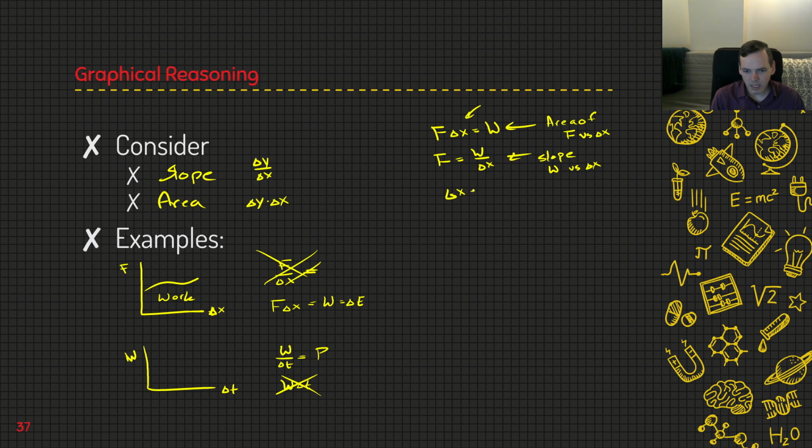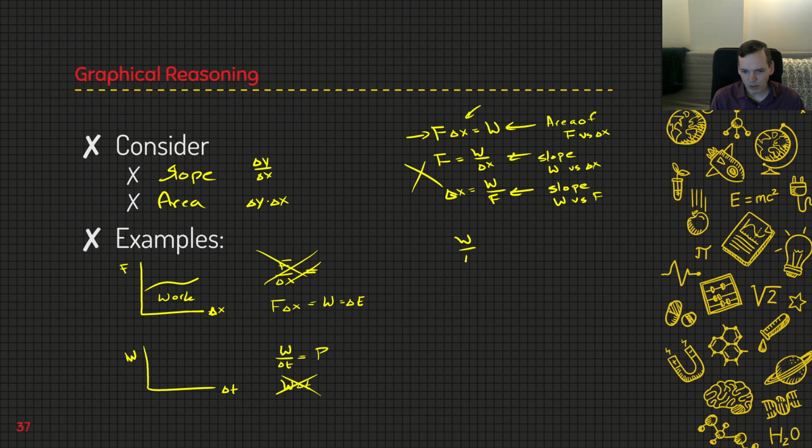Same thing with delta x is equal to work over force. That's also a weird one. You're not typically going to see that. But technically, if someone gave you that graph, you would know that the slope of a work versus force graph would be the change in position. These are weird. We won't typically see them. This is common. Likewise, let's look at our power relationship.